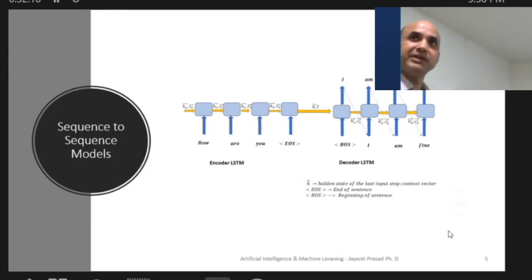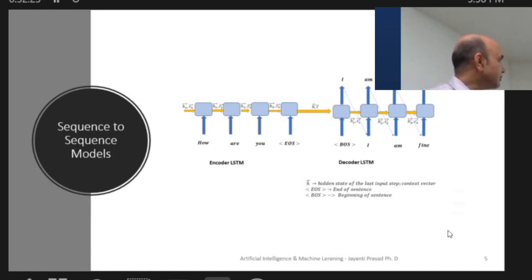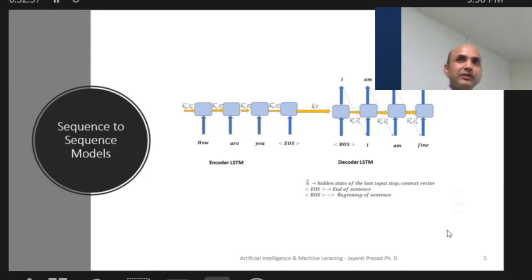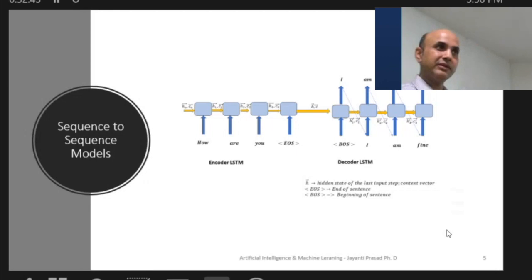So there is a vector we are updating, the C and the H, they are vectors. When how goes in, the memory state is updated. Now, when we feed another word, are, again the memory state is updated. The past is taken and something is added, and so forth until all the words in our sentence are finished. So we have learned the context in terms of a vector called H, which is joining these two pieces, encoder and decoder. All the information from the input sentence is now coded in one vector H, which is a context vector.